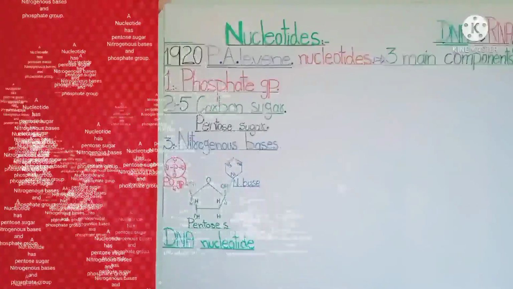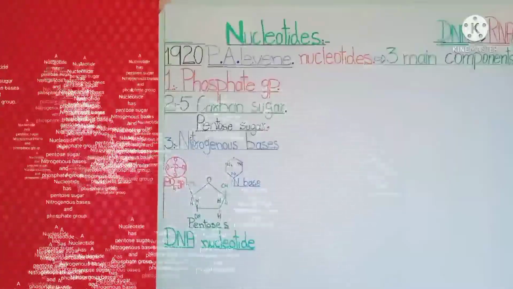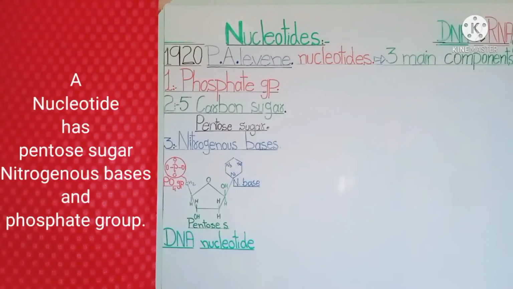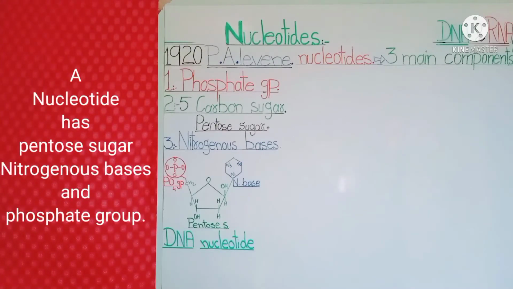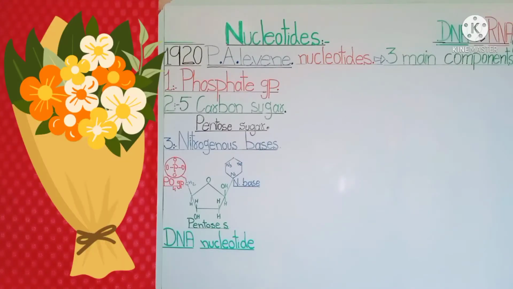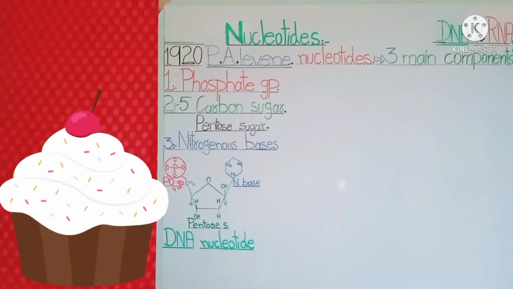In the diagram we can see a DNA nucleotide, which shows that a single nucleotide consists of a pentose sugar at the center. Right here, a nitrogenous base is attached to this pentose sugar, whereas at the left side a phosphate group is also attached to the pentose sugar for the forming of a nucleotide.